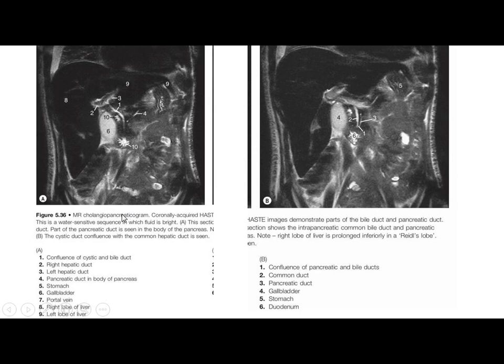We see here the MR cholangiopancreatogram. This is the gallbladder, this is the duodenum, this is the confluence to form the common bile duct. This is the pancreatic duct. A hint about the liver: it has the Riedel lobe, a tongue-like projection of the right lobe, seen on the axial. And this picture also shows the pancreatic duct and the common bile duct.